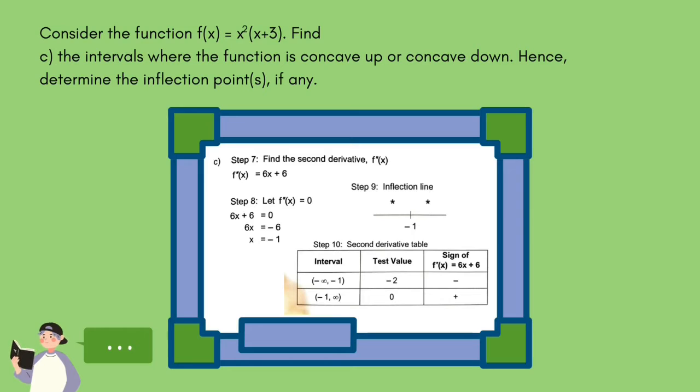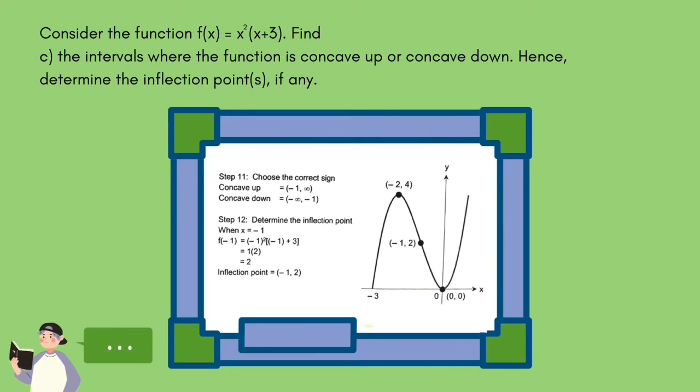So we move on to the next step. We let f prime prime x equal to 0. x is equal to negative 1. So the next step is we need to draw the inflection line. So this is the inflection line as shown in the diagram. The fourth step is we need to construct the second derivative table. So as you can see, this is the second derivative table. Step 5 is we need to choose the correct sign.